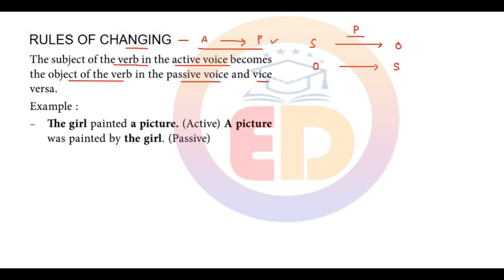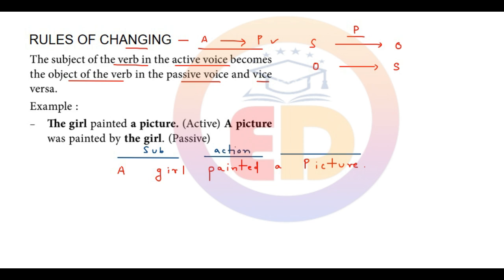To understand this, let us take an example. A girl painted a picture. Now here in this sentence, a girl is the subject, painted is the action or the verb, and a picture is the object. Now in this sentence, the girl is painting the picture, meaning the girl is performing the action. So we can say the subject is performing the action, so it is an active voice.